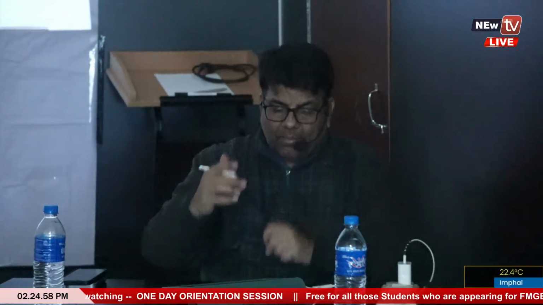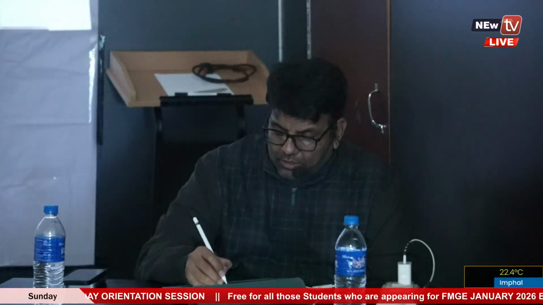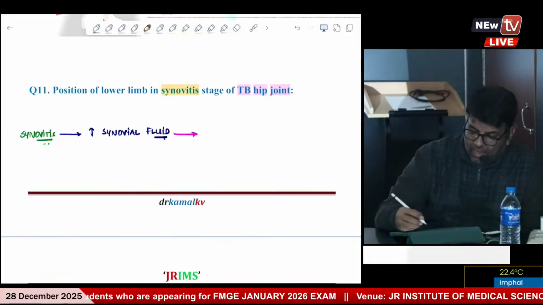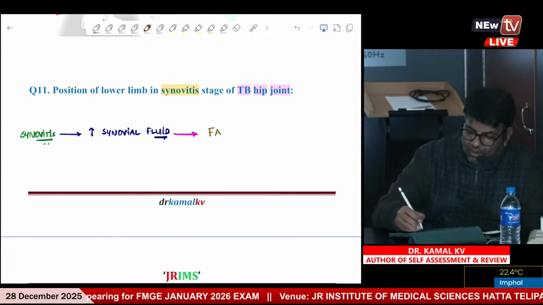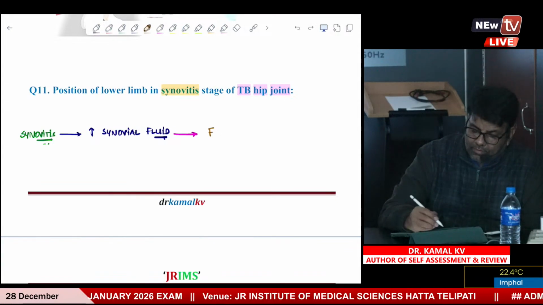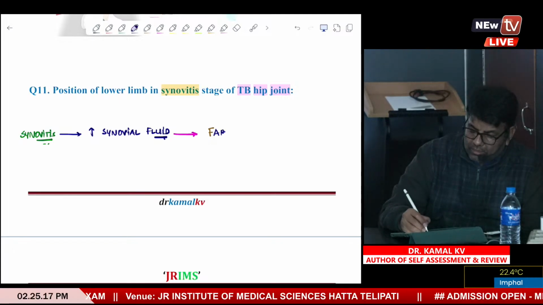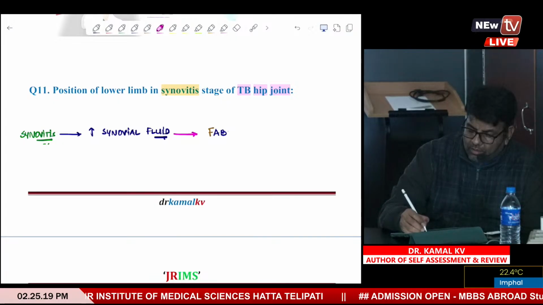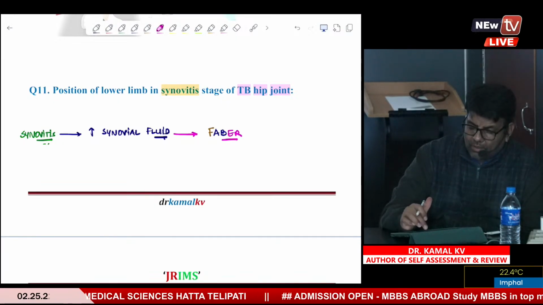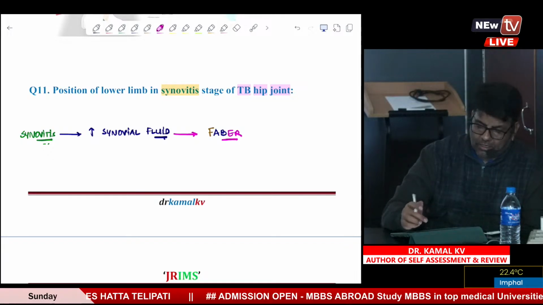what is the function of synovium? Increased synovial fluid, but the synovial fluid is contained within the capsule, so the joint will assume a position in which the capacity of the capsule is maximum, and that position is FABER. Flexion, abduction, external rotation.